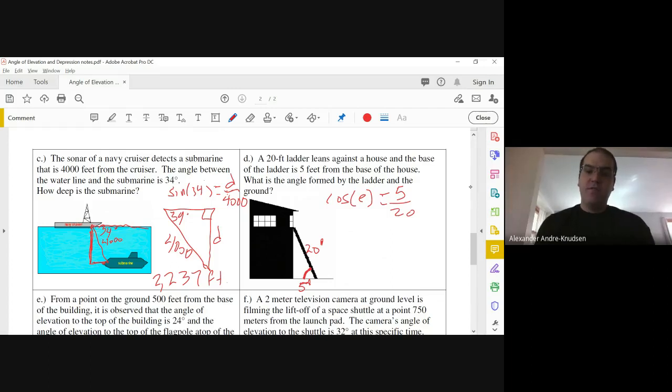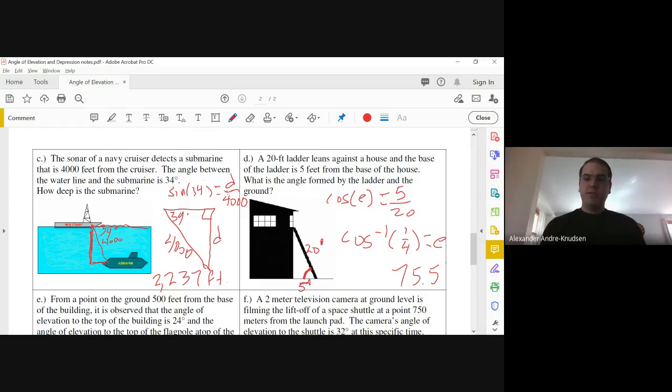Now, to solve for the angle, remember, you have to do the inverse cosine of 1/4 to get E. So I'll type in my inverse cosine of 1/4, or 0.25, because that's what 5/20 is. And in degrees, that makes E equal to 75.5 degrees, about.